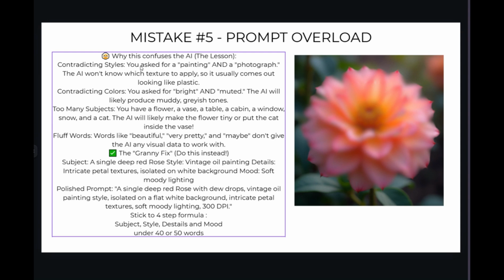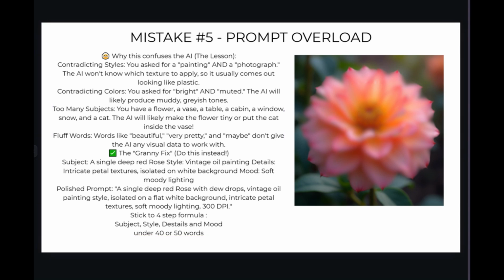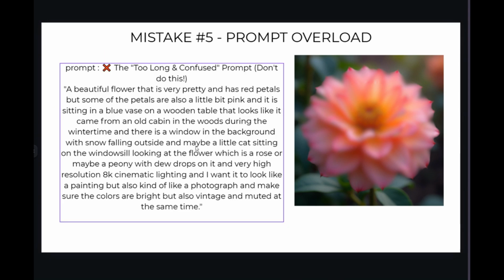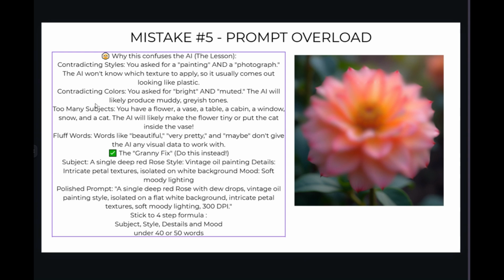In that prompt, it has contradicting styles. It asks for a painting and a photograph. The AI won't know which texture to apply, so it usually comes out looking something like plastic. It says in here, I want it to look like a painting, but also kind of like a photograph. That's confusing for the AI. You've also got contradicting colours. It asks for bright and muted. The AI will likely produce muddy or greyish tones.